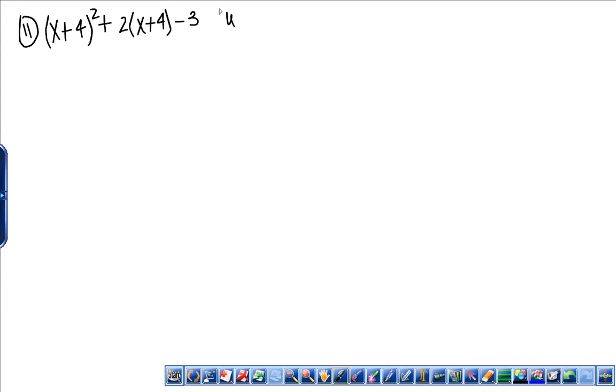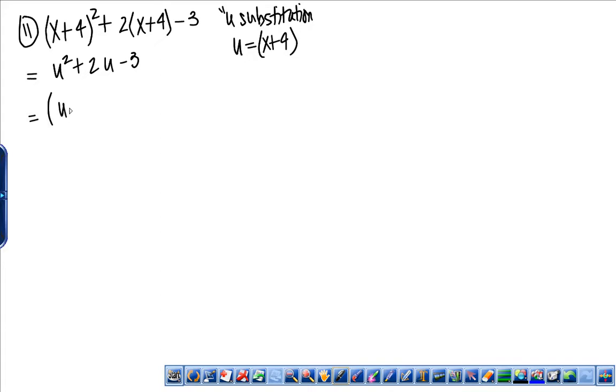So let's do a u substitution. u squared plus 2u minus 3. So basically I said u is equal to x plus 4. To make it a little bit easier, once you replace this, you should see a trinomial here, which is really easy. What times what gives you -3 and adds to give you 2? So this is going to factor to u minus 1 and u plus 3.